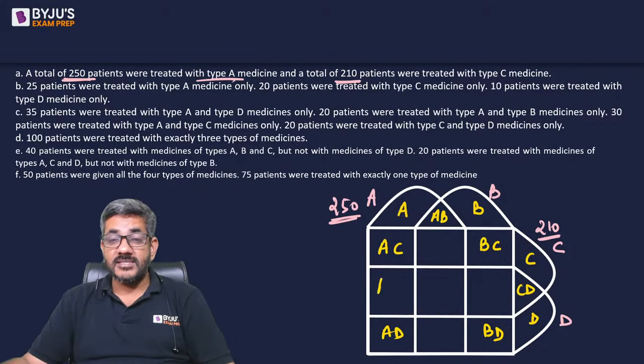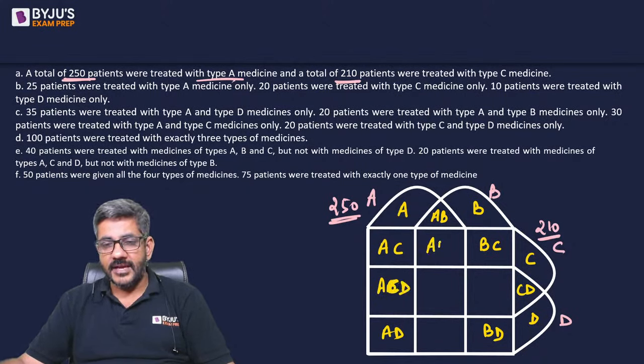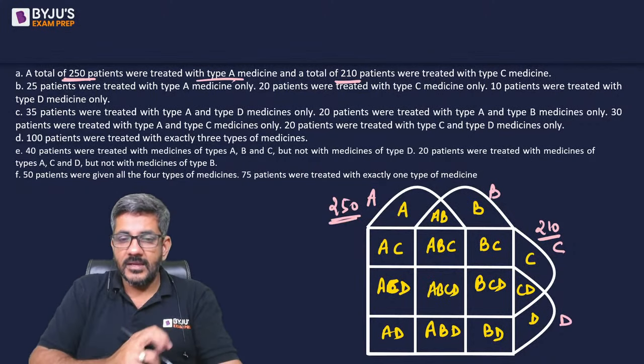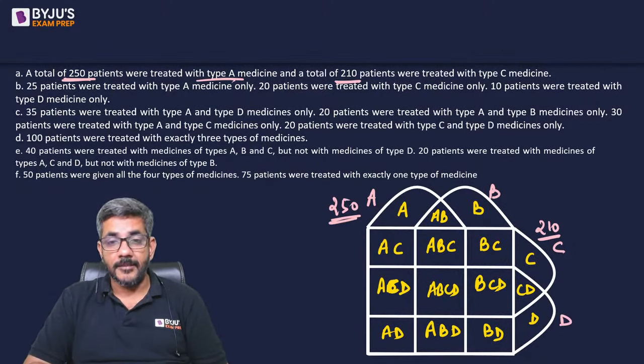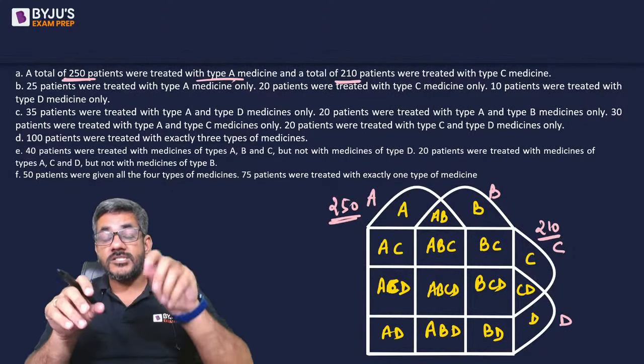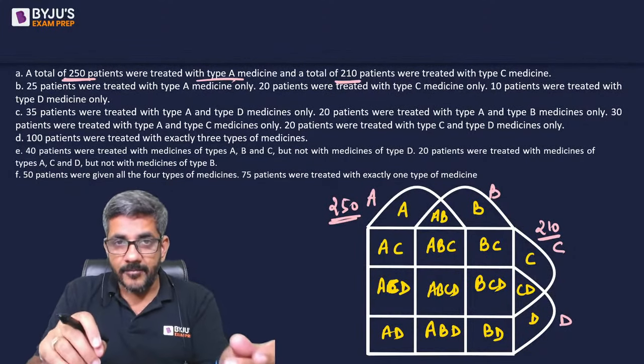This area represents A, C, and D. This area represents A, B, and C. This area represents B, C, and D. And this area represents A, B, and D, whereas this middle area is representing all of them, that is A, B, C, D. Have a look, you will get an idea of which sets that area is in, right?